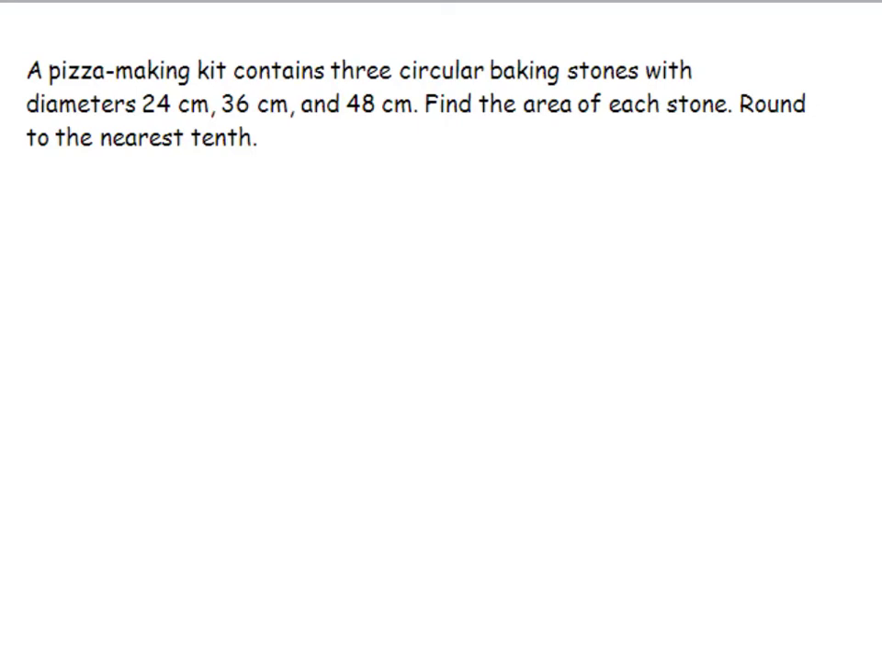So let's take a look at a real-world application for this. If I have a pizza making kit and it contains 3 circular baking stones and they have diameters of 24 centimeters, 36 centimeters, and 48 centimeters, I want to go ahead and find the area of each of those stones. And we'll round to the nearest tenth. So you're going to multiply it all in your calculator and use the pi key in your calculator. Why don't you go ahead and do that for me, and then when you come back after pausing the video, I'll have all the answers written down and we can check them together.